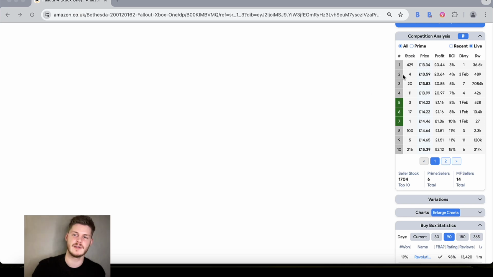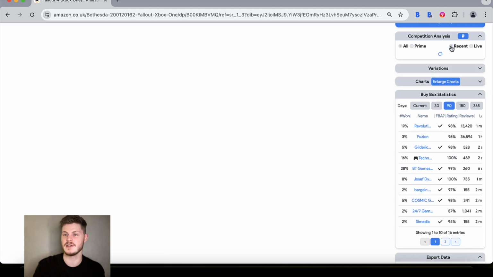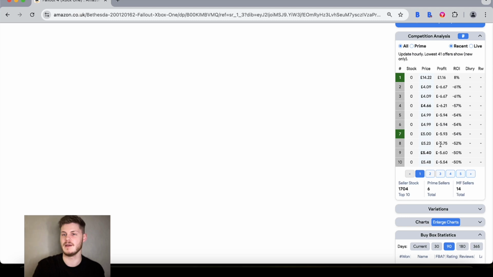What you can do though, if you really want to find out a bit more about the other sellers on the listing, is just tap across and it will show you the other ones as well. However, if you tap recent, this is basically all of the sellers, right? And that's updated hourly. So sometimes you might have a few more pages because obviously it might not have updated for a time yet, because as I say, it's updated hourly.